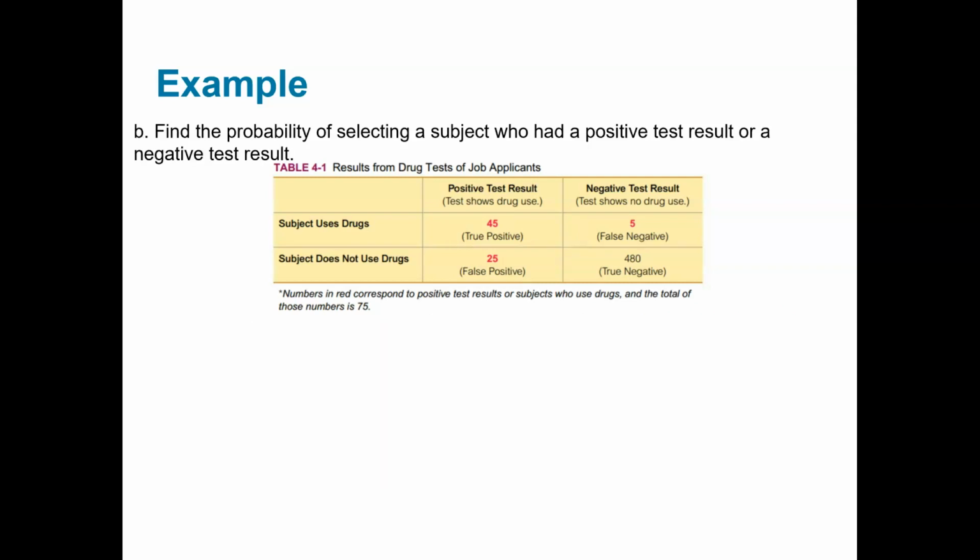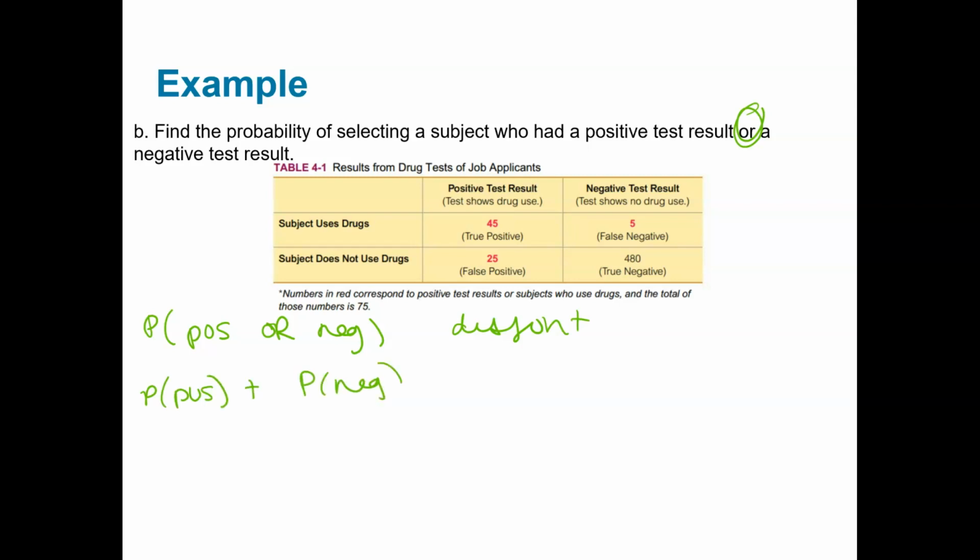We're doing this two more times. So find the probability of selecting a subject who had a positive test or a negative test. So probability of a positive or a negative. Can these happen at the same time? Can you get both a positive or a negative at the same time? No, these are disjoint. So there's nothing to subtract here. So it's the probability of a positive plus the probability of a negative.